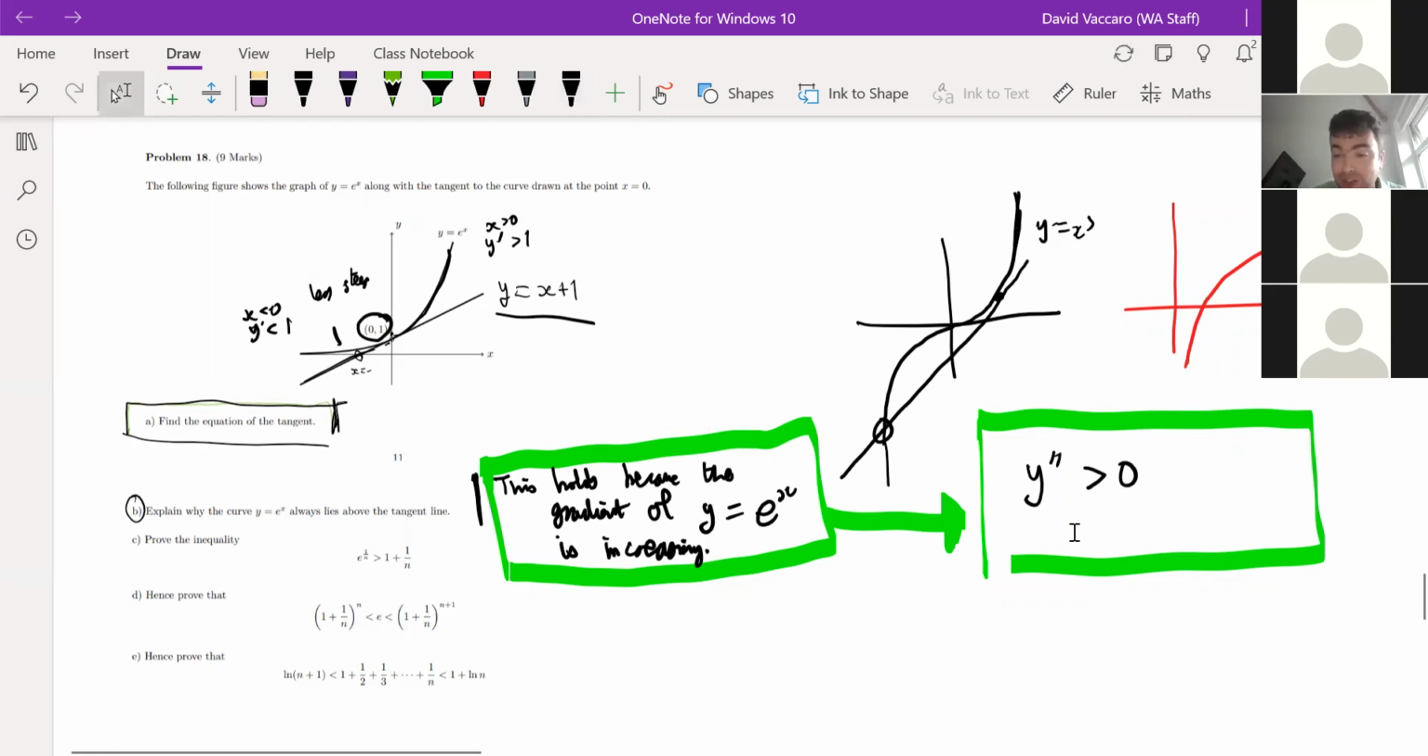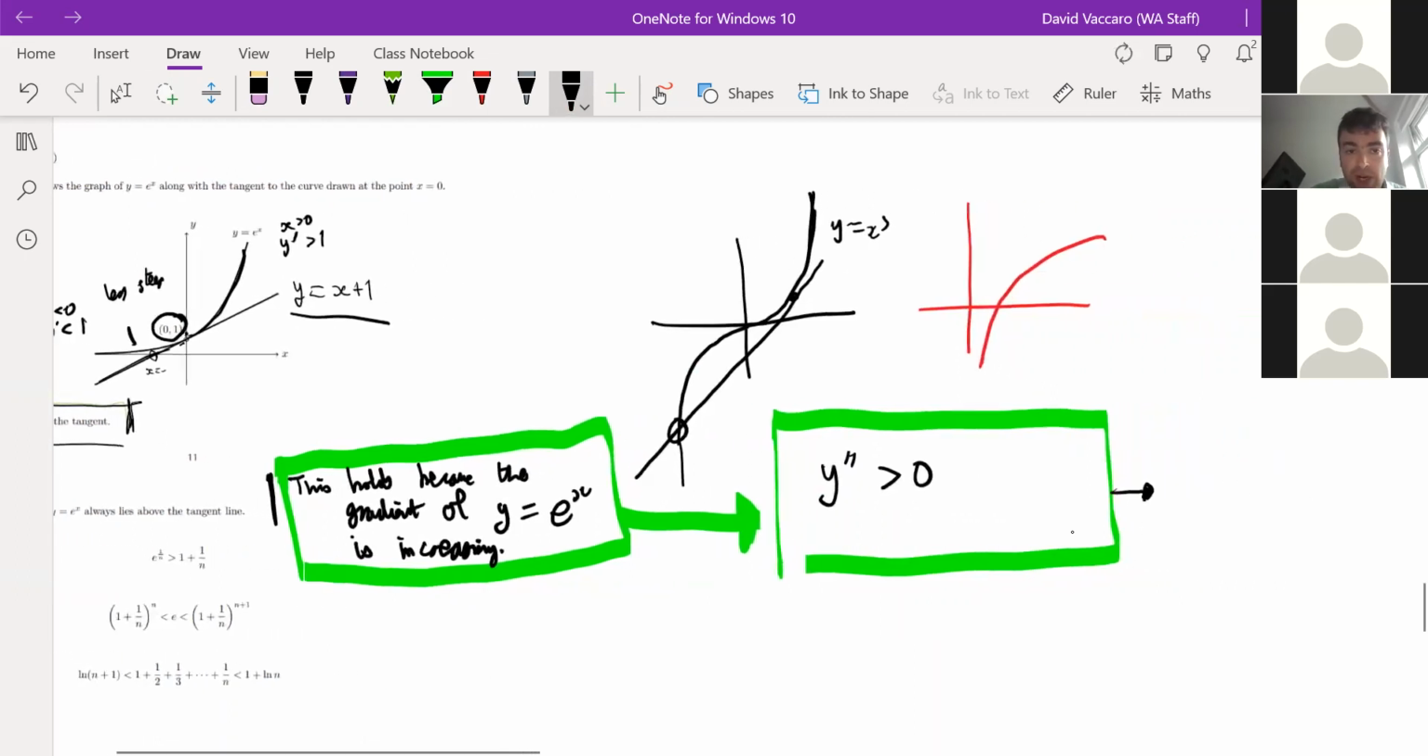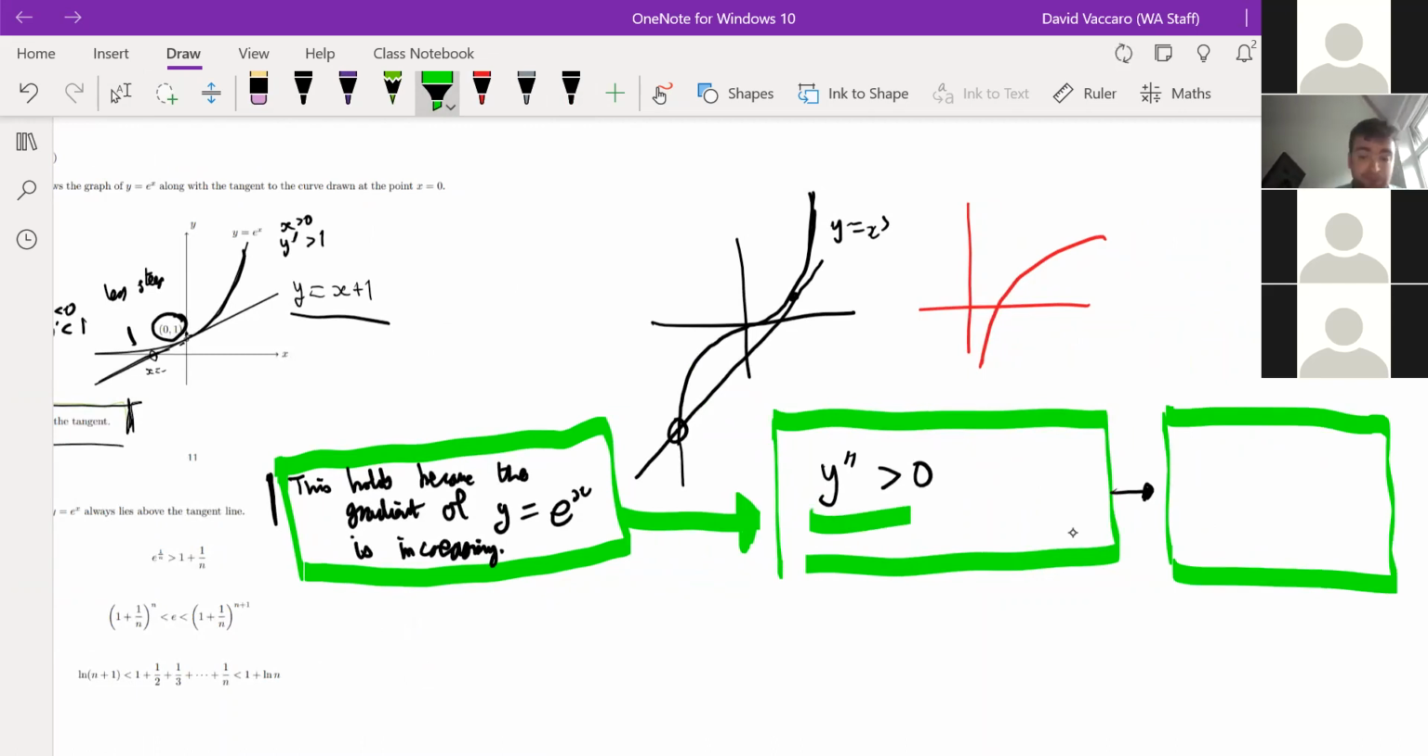Now, can anyone do even more concise? Can anyone express that concept in a single word? There's a single word that just means y double dash is bigger than 0. Convex. Excellent. Okay, so we've got this nice property that a convex curve always lies above its tangent.